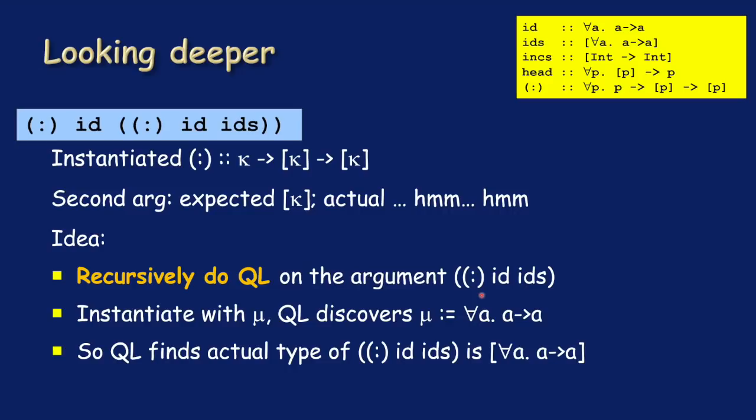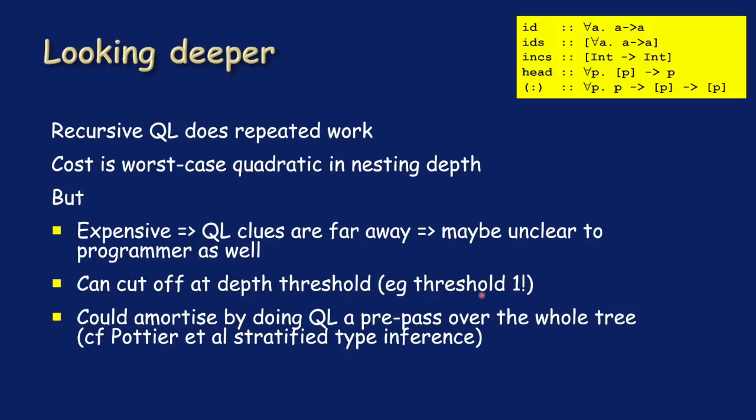Recursive quick look looks deeply inside the arguments, and that's worst case quadratic. After all, instead of IDs there, I could have had another nested cons and another nested cons. So I could be looking deep into the argument, and all this will happen again when I then move on to the nested argument to type check it. So at worst, this could get expensive. But if it's expensive, it means that the quick look clues are far away, and so maybe they're obscure to the programmer too. So perhaps we should just cut off at some threshold. There's a design choice here. A good threshold might be 1. We need to experiment and find out.